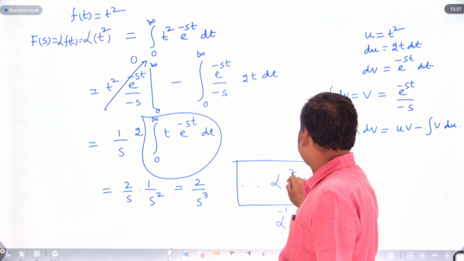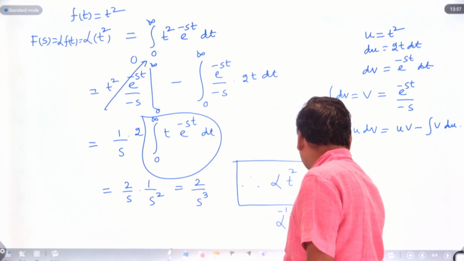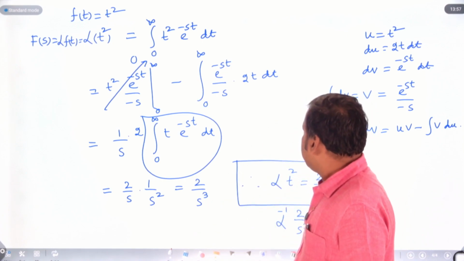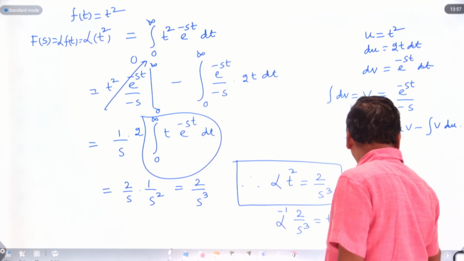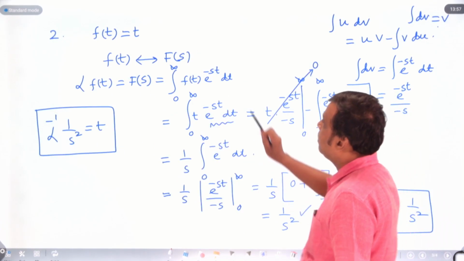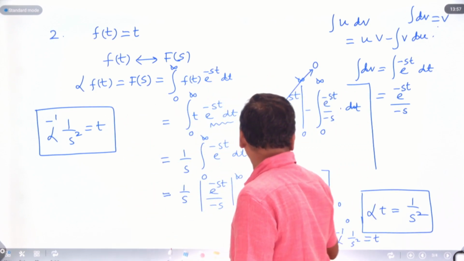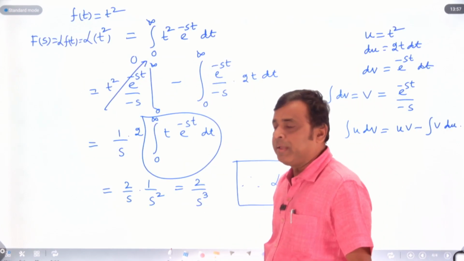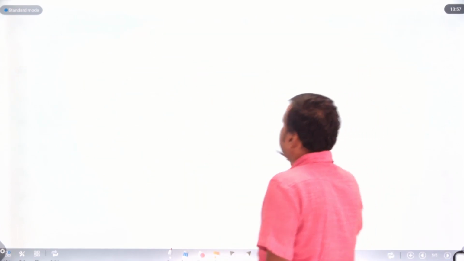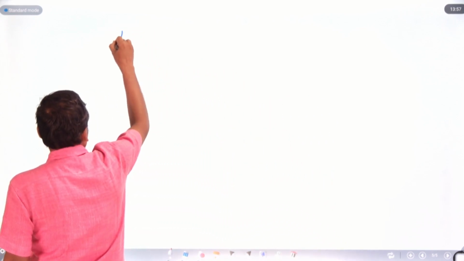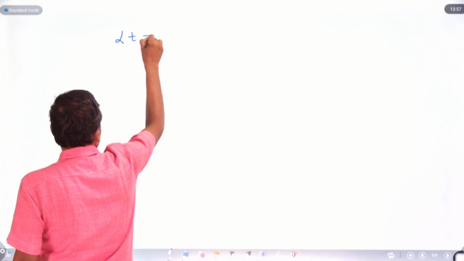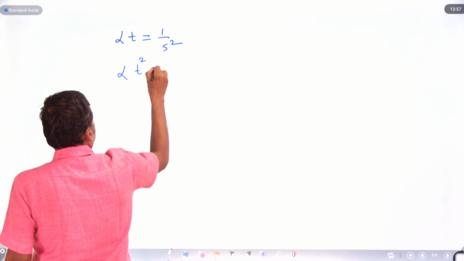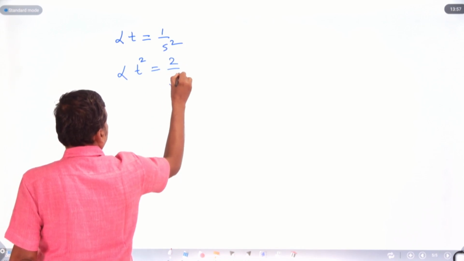If the Laplace transform of t square equals 2 by s cube, then the inverse Laplace transform of 2 by s cube is nothing but t square. If we observe the previous slide, the Laplace transform of t is 1 by s square, and the Laplace transform of t square is 2 by s cube. So we can see there is a rule.